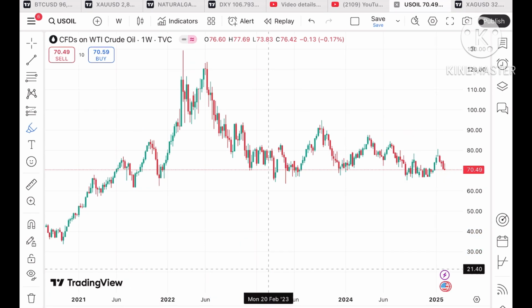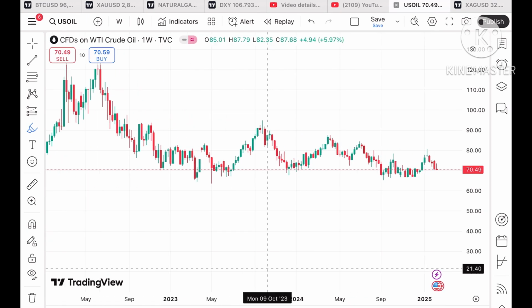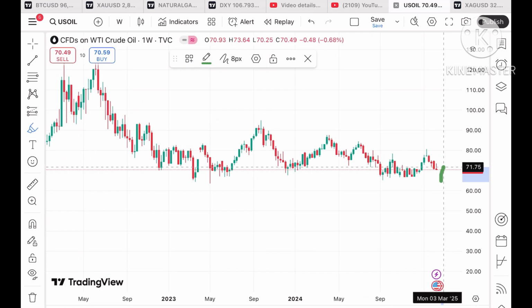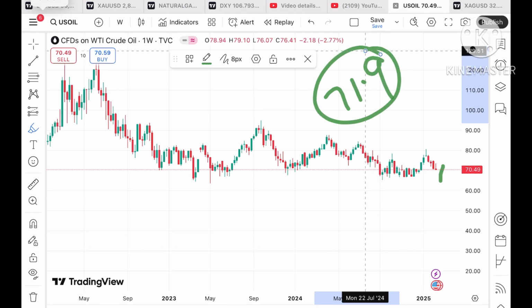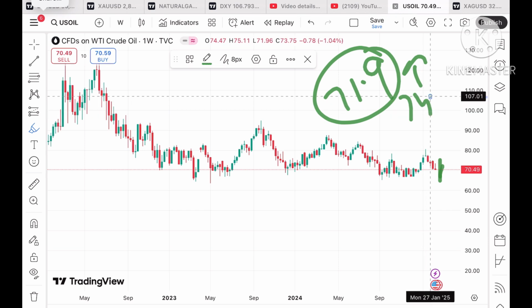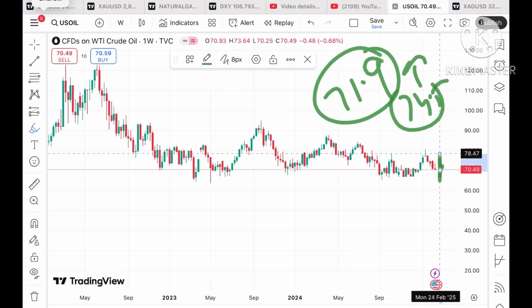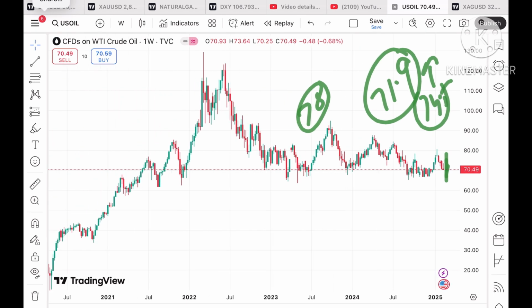Now looking at this particular chart, suppose the price sustains this level, but if the price starts going above 71.9, then only we can see the price go further upside. After that it can cross a level of 74.5, and from there it will cross a level of $78. And then we can see a further upside movement.